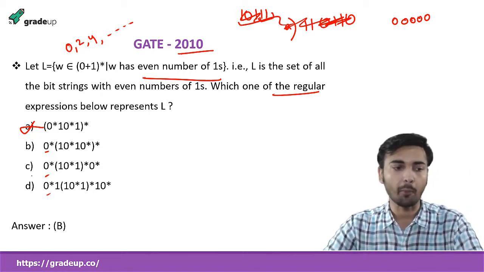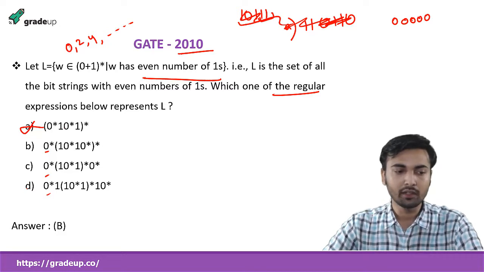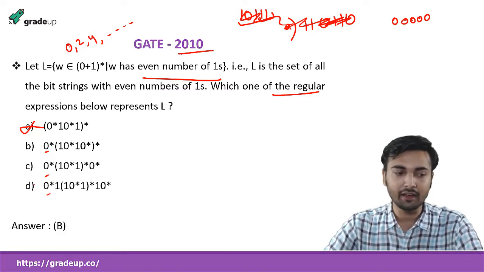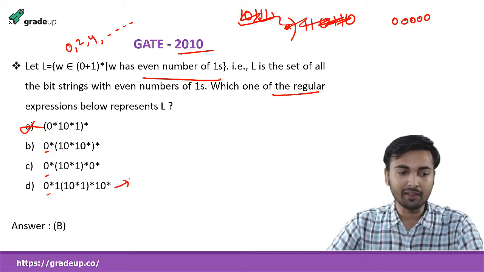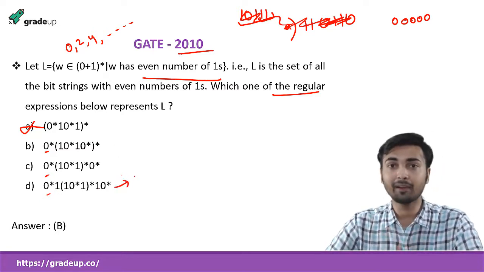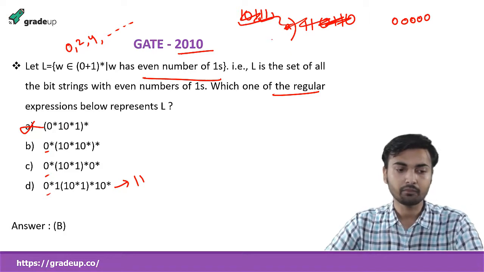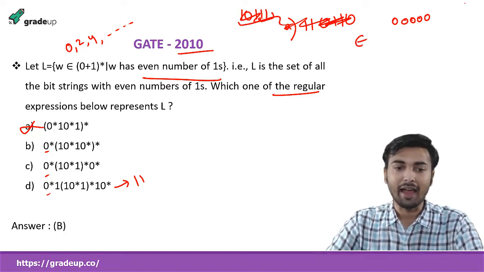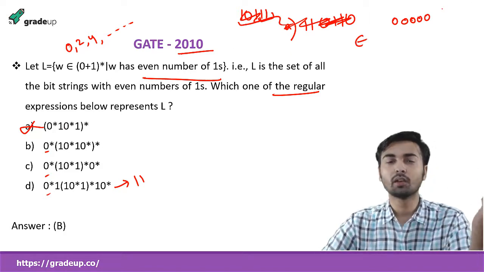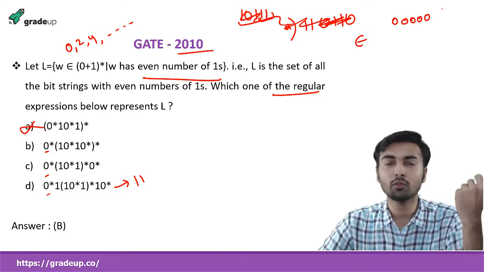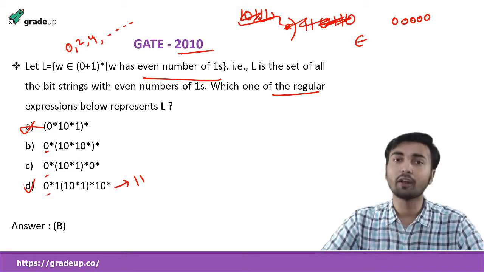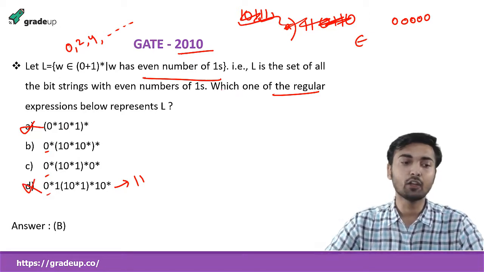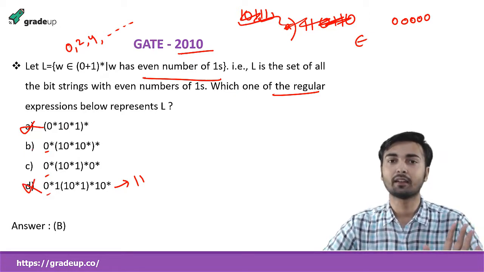Now try for more options similarly. Try option C now, or you can try option D. See here, option D is also a problem. If I say the minimal string is 1 1, I can take the string null also. Why? Because null contains an even number of ones, but it is not accepting null. That's why option D is also incorrect.